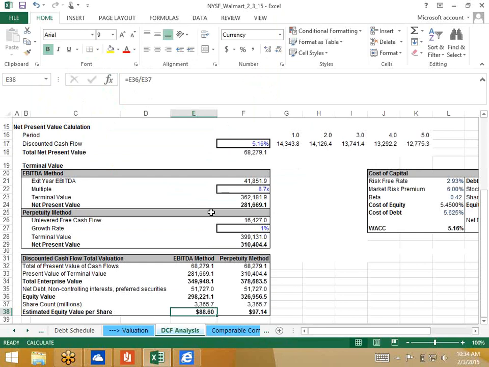Cash flow, your model projections. Yeah, so if you see, the EBITDA method is largely based on the market, on the multiple. The perpetuity method is more based on your overall cash flow projections. So if you see a real disconnect in your EBITDA method and your perpetuity method, consider the multiple. Is your multiple off? Is your multiple wrong?